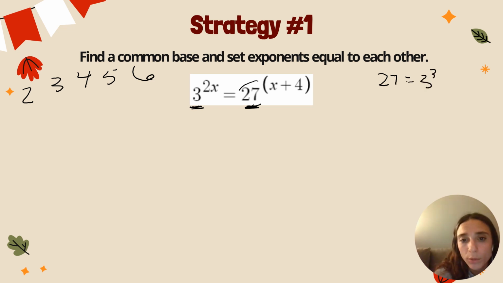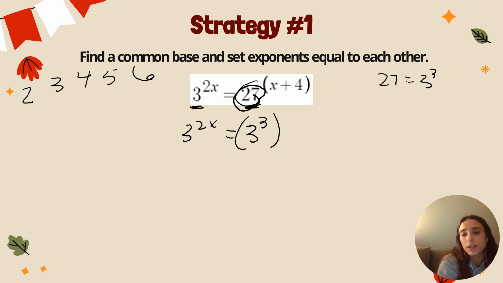So what I'm going to do is replace 27. Instead of 27, I'm going to have 3 cubed. I'm replacing it, because it's the same thing. It's just a different way of writing it. And then I'm going to have x plus 4 on the outside still.